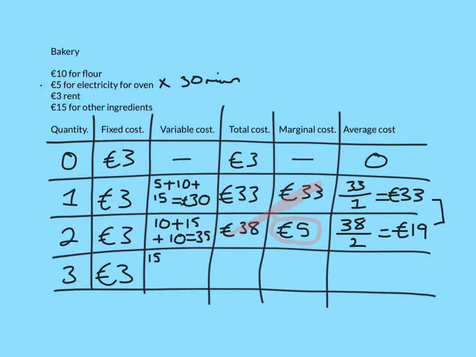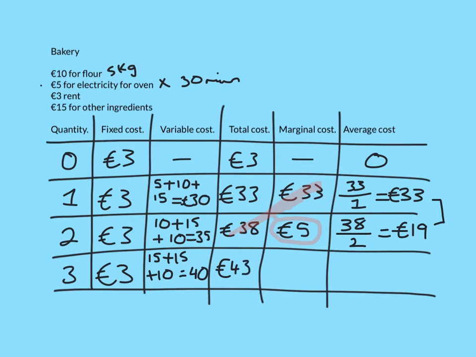Okay, so we have 15. We still have the 15 for ingredients because we bought too much, and we still have the €10 for the massive bag of flour. We'll say that's a 5 kg bag of flour. Okay, that's now going to give me 40. So my variable cost is increased again. My total cost now is €43.